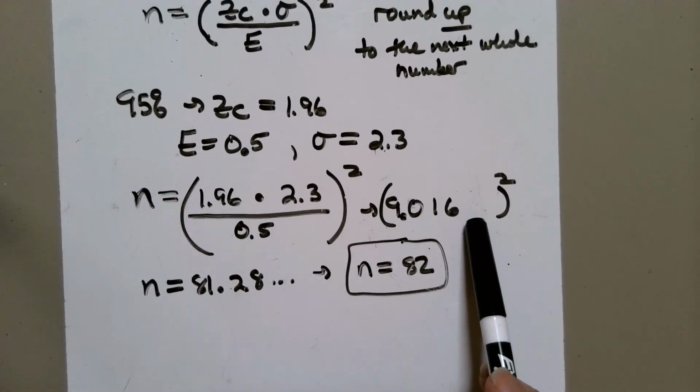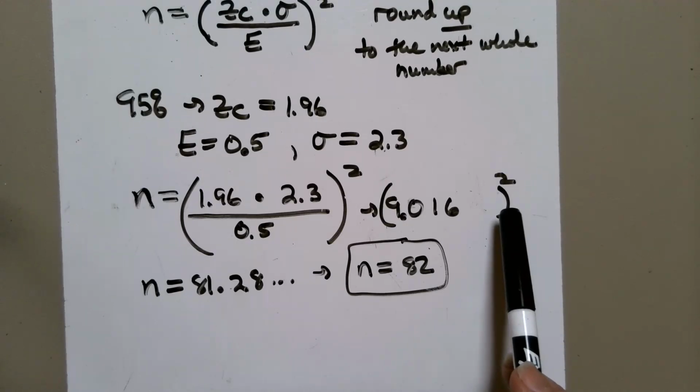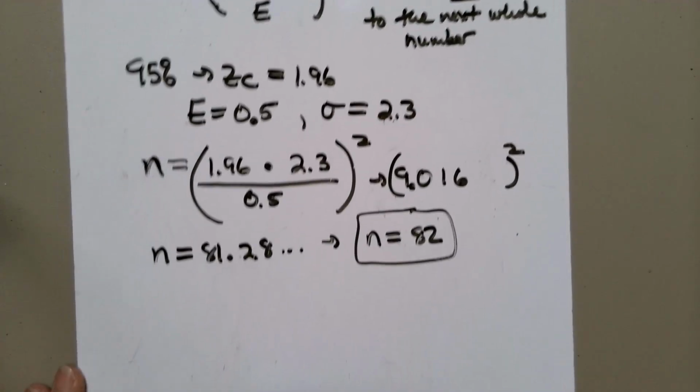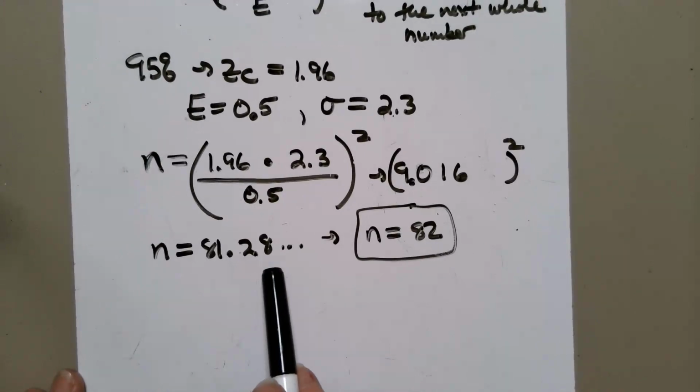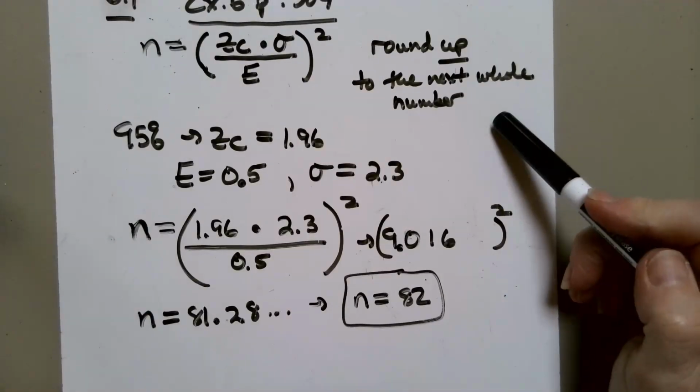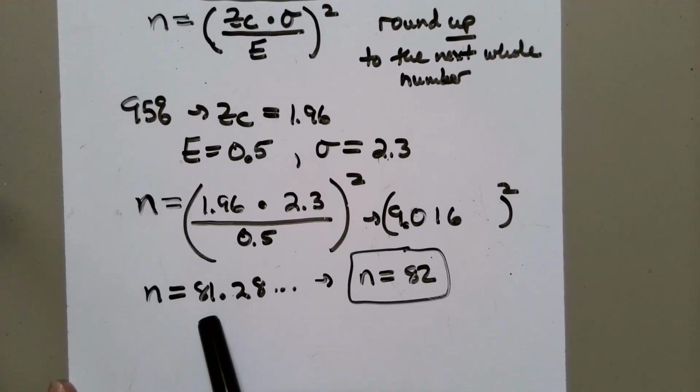Leave all that in your calculator and hit x squared. Square it. Remember back from chapter 2 when we were doing standard deviation, we used the x squared key to square things. Square that, and that's going to give you 81.28 something. Now, we always round up this answer to the next whole number. So 81 students in our sample is not enough. So we don't round down, because 81 is not enough.